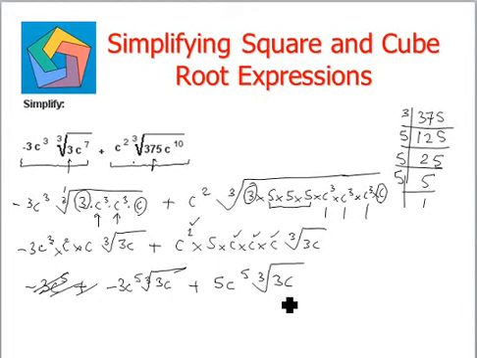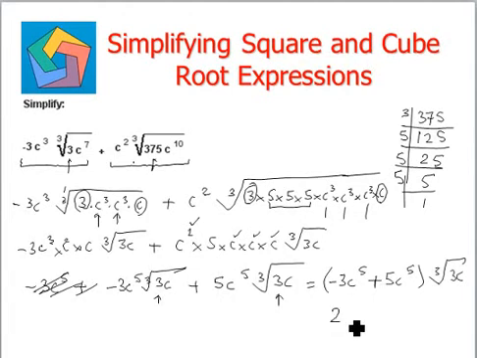Now here we have the same term inside the cube root, so we'll combine the terms. This equals negative 3c⁵ plus 5c⁵ times cube root of 3c. Negative 3c⁵ plus 5c⁵ is 2c⁵ cube root of 3c. This is the final answer. Let's move on to the next question.